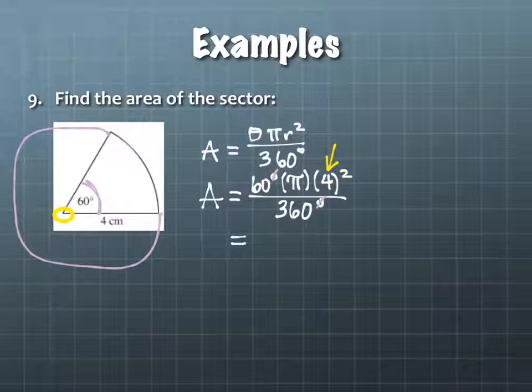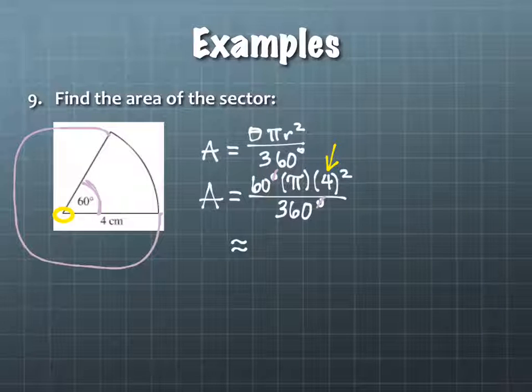So what do we have? Grab your calculator, please. You're going to take 60 times pi times 4 squared, or you can make that a 16, divide by 360, and we'll approximate this to 2 decimal places, because you've got pi involved. Our standard is going to be a 2 decimal place approximation unless we're given some other directions. If it says 3 decimals, do 3 decimals. But if it doesn't tell you, 2 decimals will be fine.